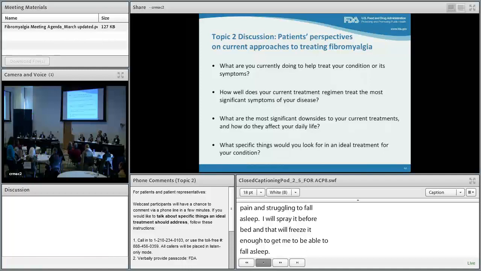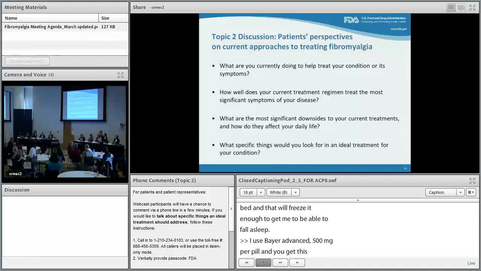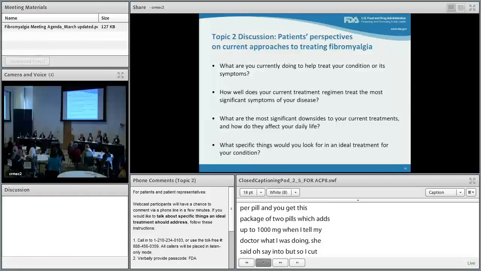I use Bayer Advance. It's 500 milligrams per pill. You get this package to 2 pills, which adds up to 1,000 milligrams. But when I told my doctor what I was doing, she said I was taking too much. So I cut back to PRN, 500 milligrams as needed. Okay.